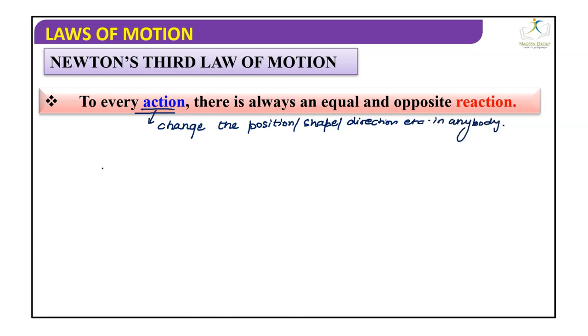So if we want to change the position, we are doing the action. If we want to change the shape, again we are doing the action. So to every action, there is always an equal and opposite reaction.